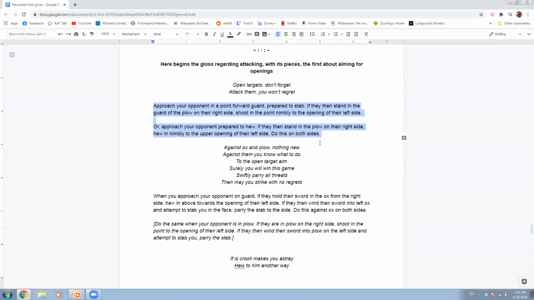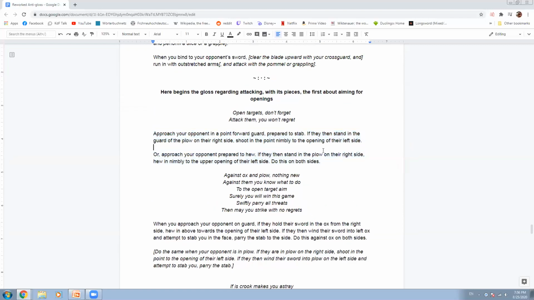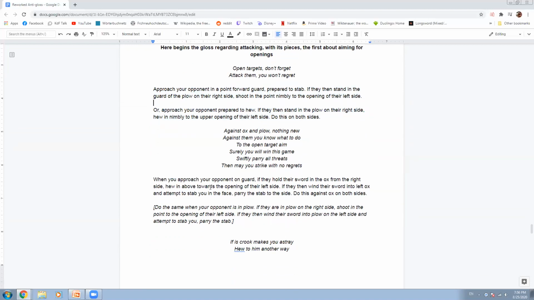So the opponent in the gloss is basically an aimbot. Whatever opening you give, they hew to it or stab to it. So it's a logical way to fence, but it's also predictable, which, you know, is not necessarily a bad thing. Yeah, always aim for the opening no matter what. That's what the anti-gloss guide does.